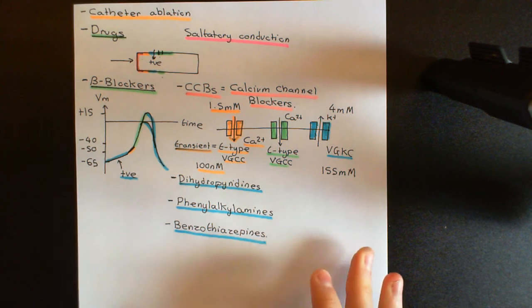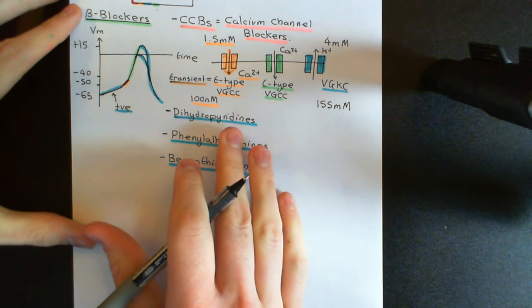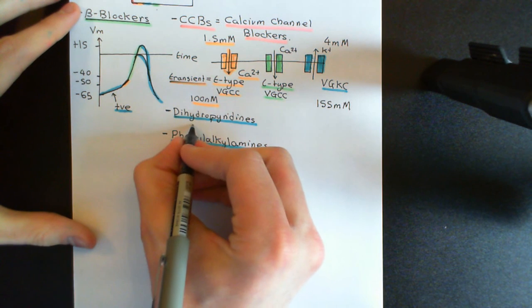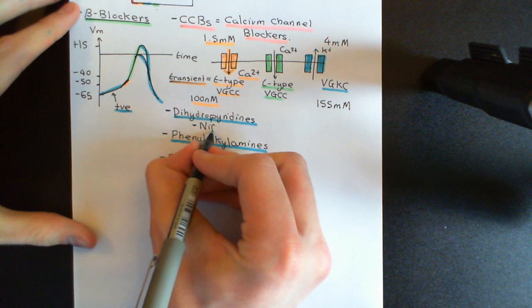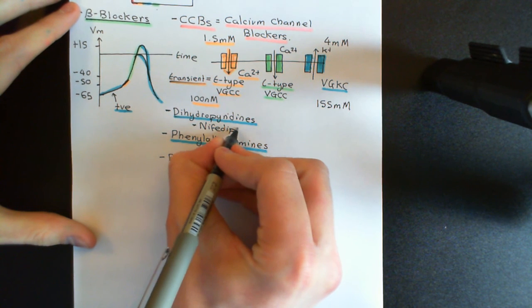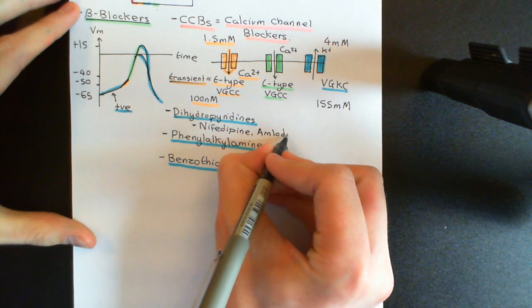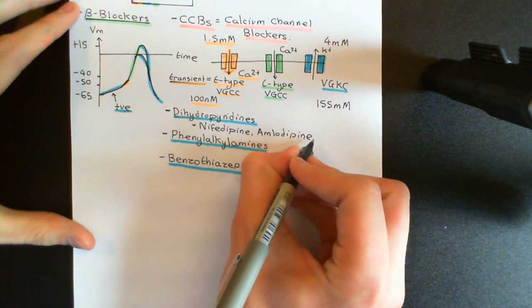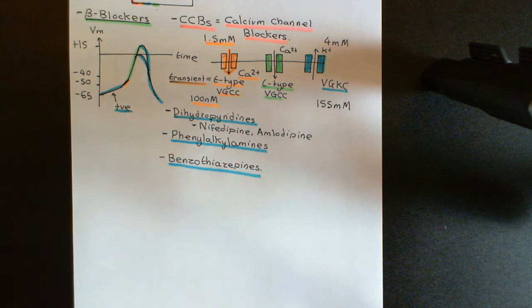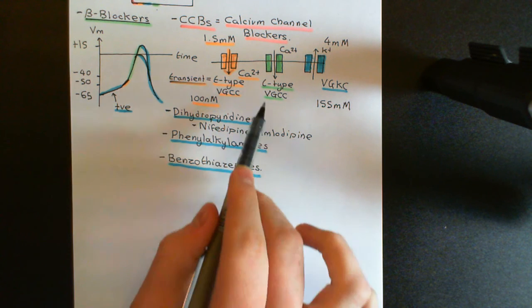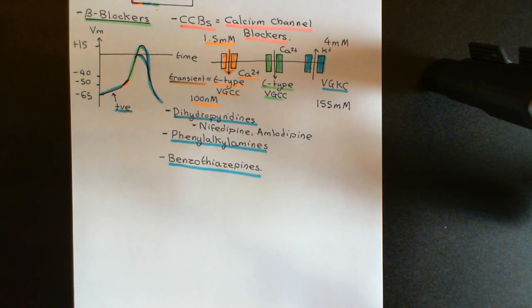Okay, so dihydropyridines then, these are not going to be used as antiarrhythmic drugs. Dihydropyridines are drugs like nifedipine, and another famous example is amlodipine. They are typically used to treat things like essential hypertension. The reason they are so good at treating hypertension is that they block L-type voltage-gated calcium channels particularly well in smooth muscle cells, in vascular smooth muscle cells. They are not very good at blocking L-type voltage-gated calcium channels in cardiomyocytes.